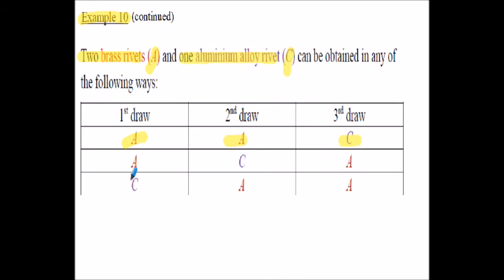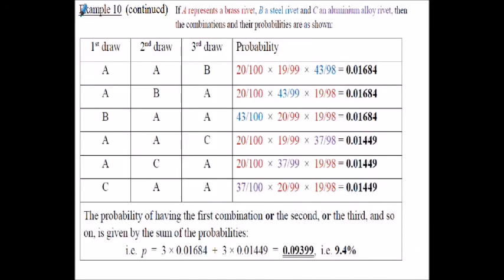Or we could get the brass on the first draw, aluminium alloy rivet on the second draw, and brass on the third. Or we could draw an aluminium alloy rivet on the first draw, and then brass on the second, brass on the third. Now we've got 6 different ways that we can satisfy the question that's been posed to us. Example 10 continued.